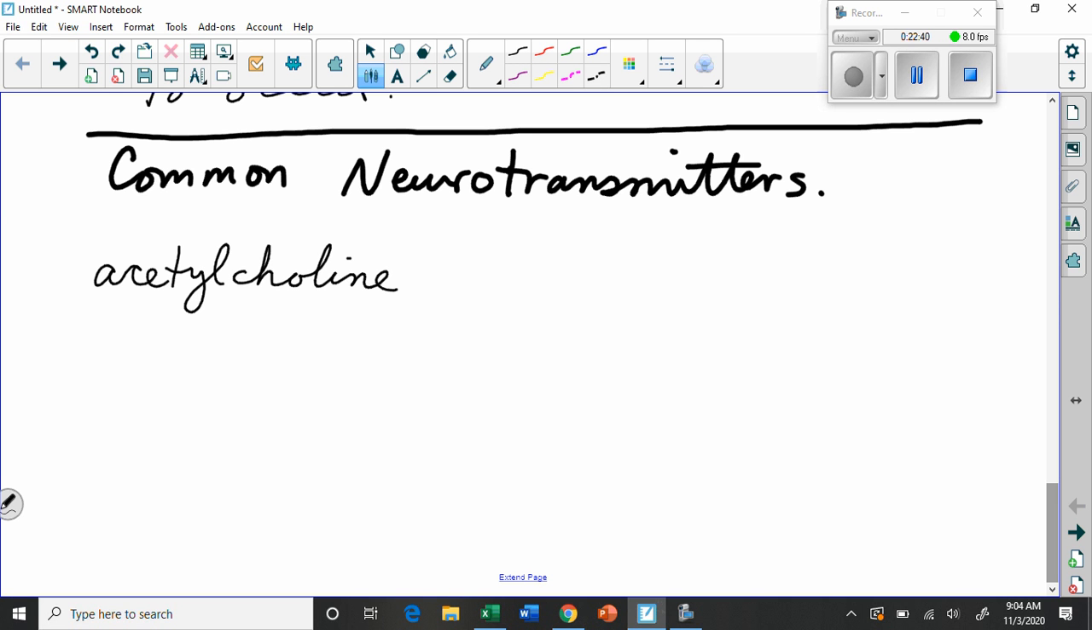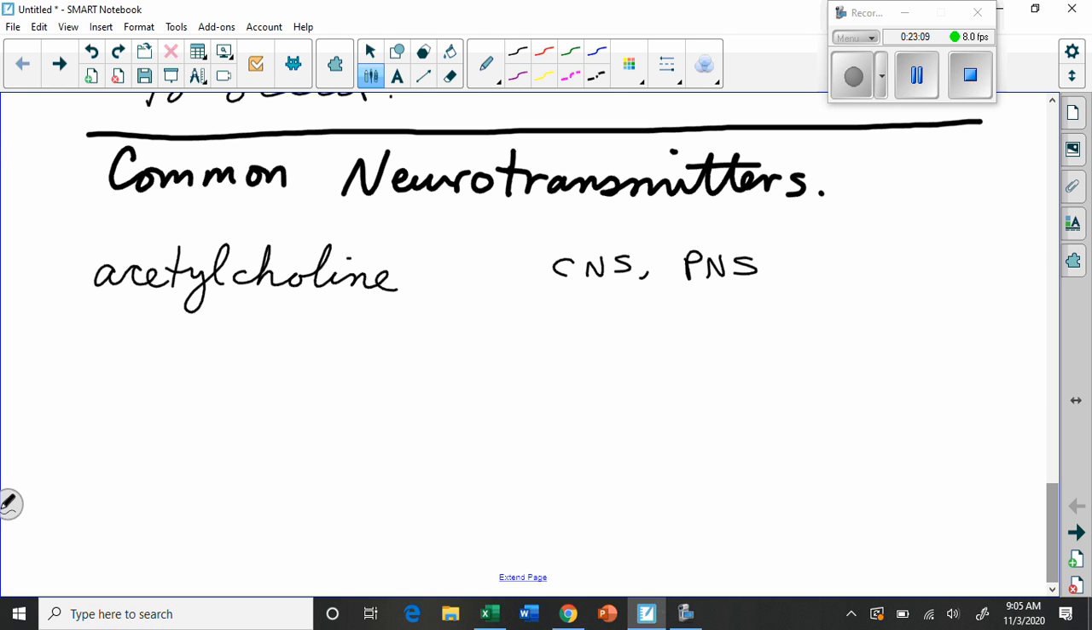Acetylcholine. This one is often used to excite vertebrate skeletal muscles or other different sites like that. It's secreted by the central nervous system and the peripheral nervous system. And it's usually, so I guess what I should say is, we talked about a synapse that connects two neurons, right?